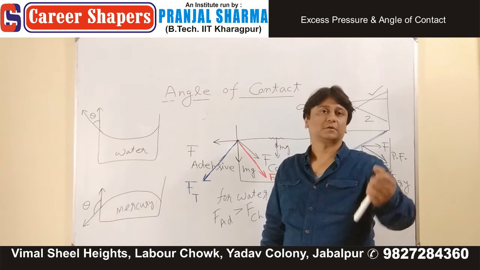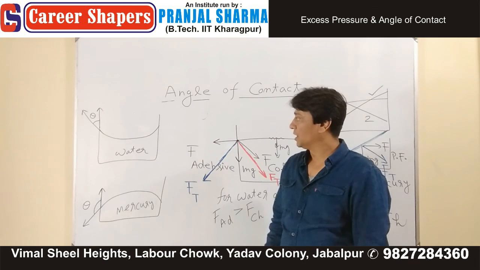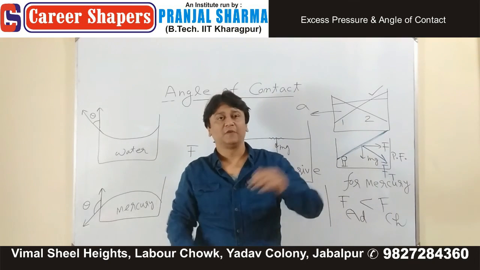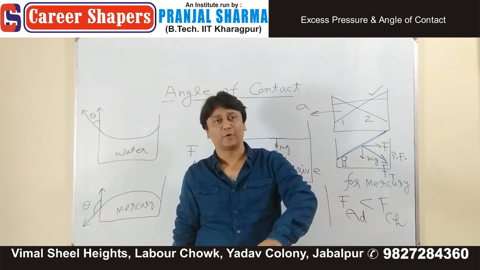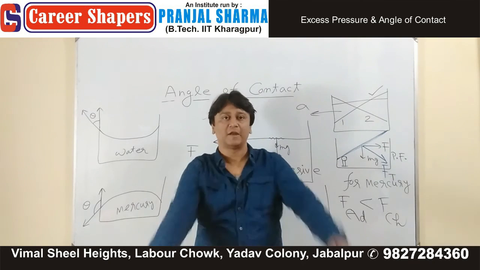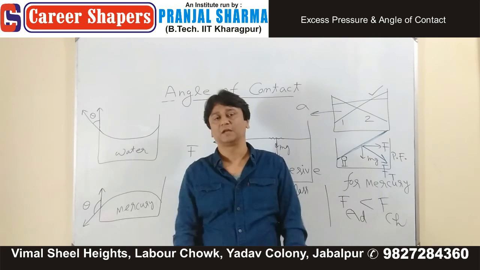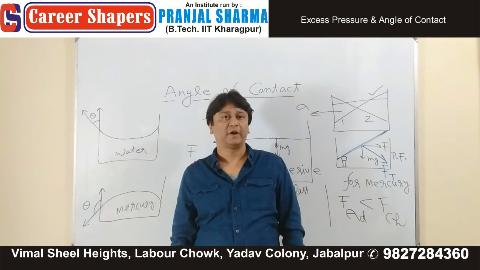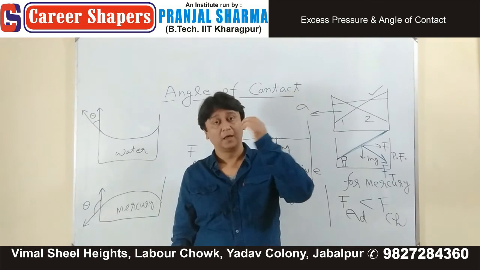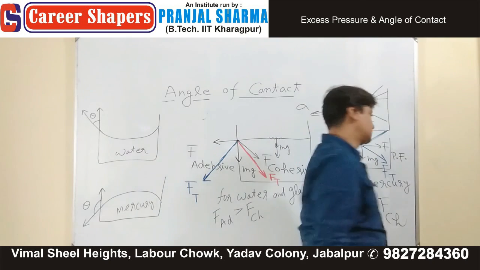Which gives us a very elementary but very important question. Let's see how many of you answer this part fast. If F adhesive is greater than F cohesive, you don't have to see anything. If F adhesive is greater than F cohesive, then the angle of contact will be acute or obtuse? Answer this part fast.